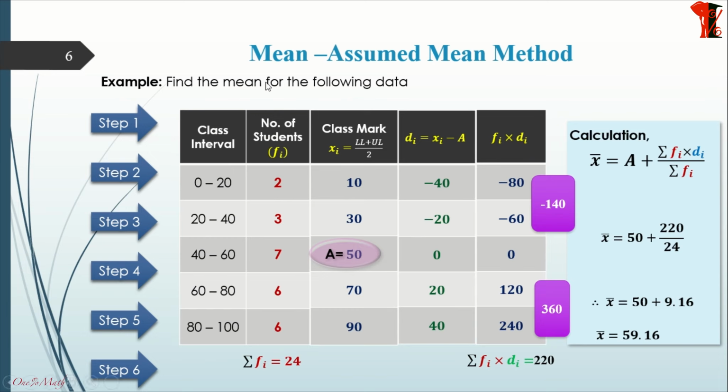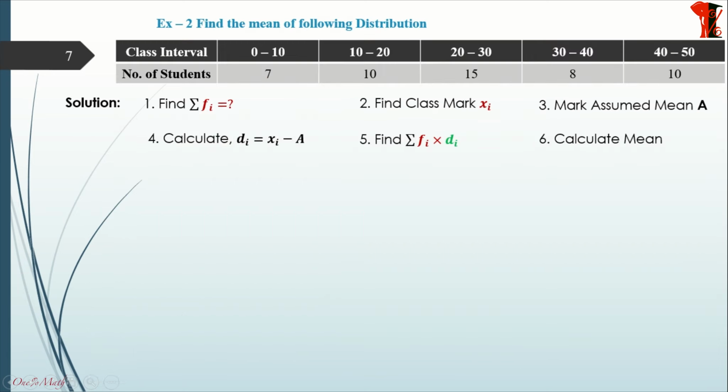The only thing is, this method can be used when you have bigger class intervals and bigger frequencies, meaning the numbers are bigger. It reduces the calculation a lot. If the numbers are small, you can go for the direct method. Let us check the next example.